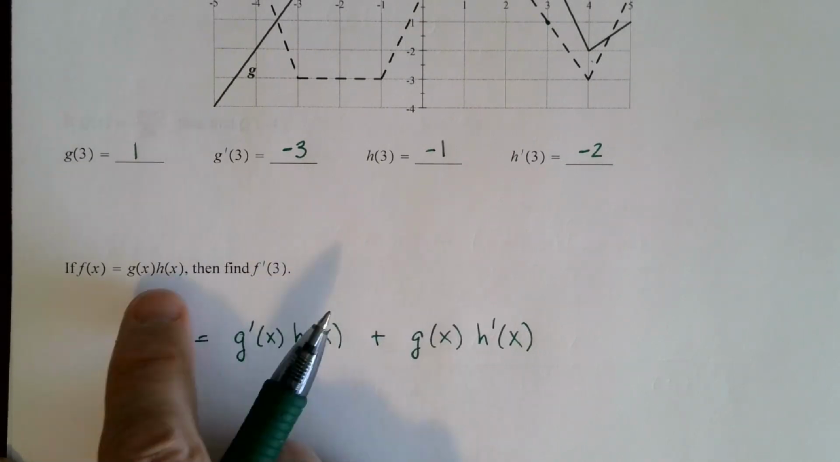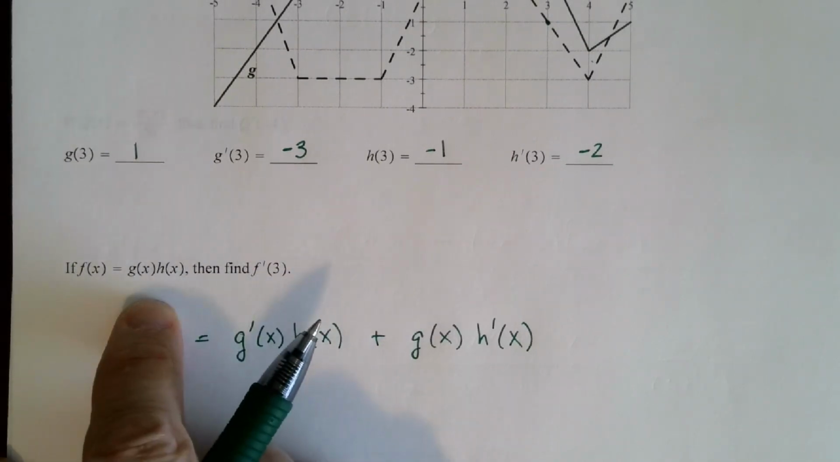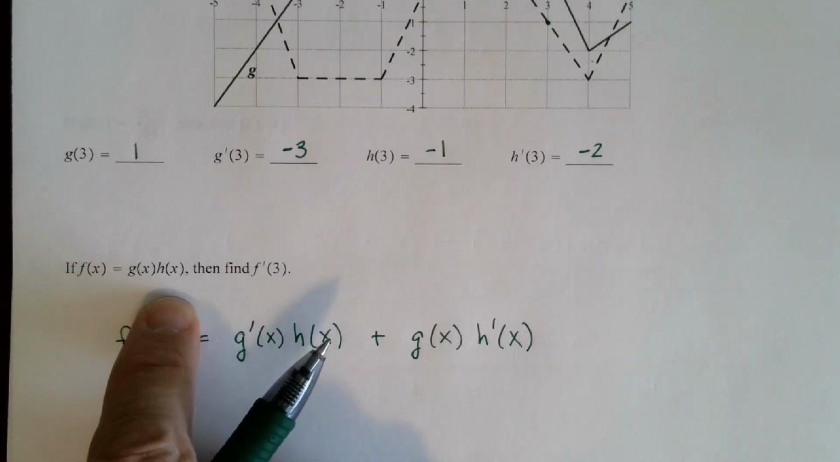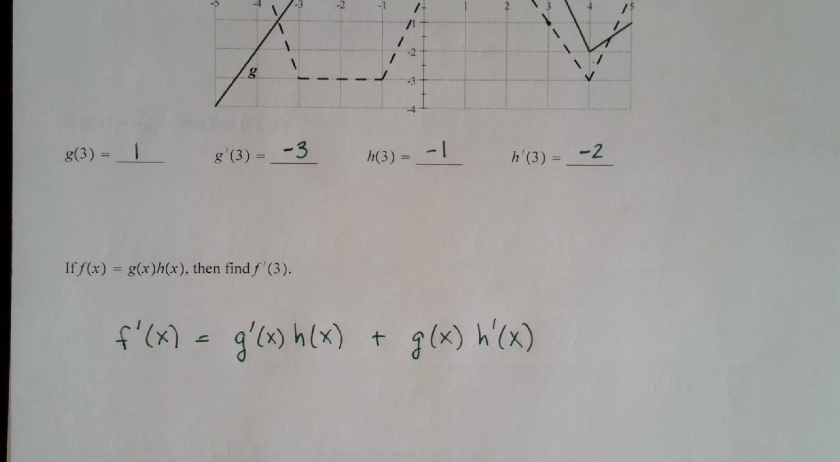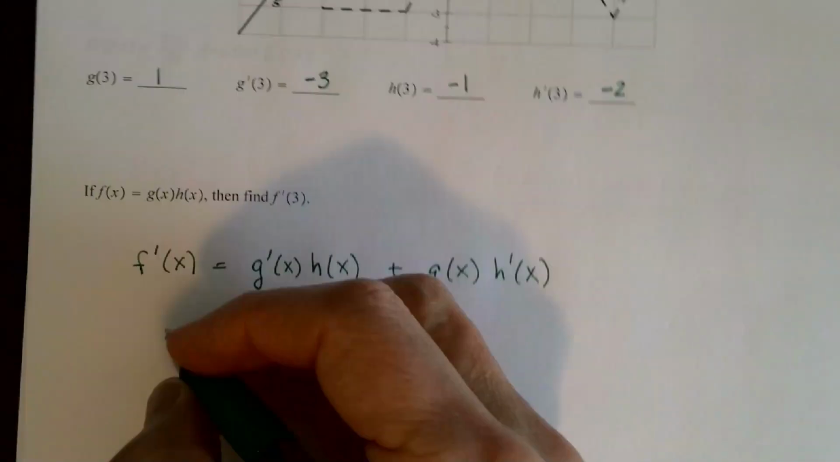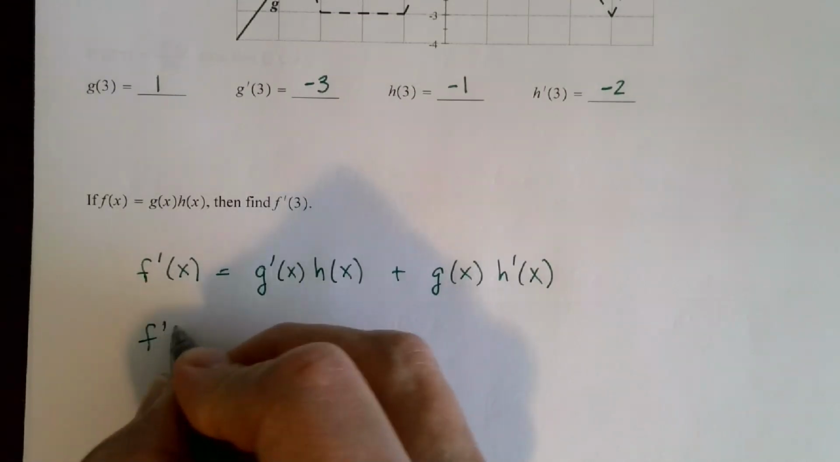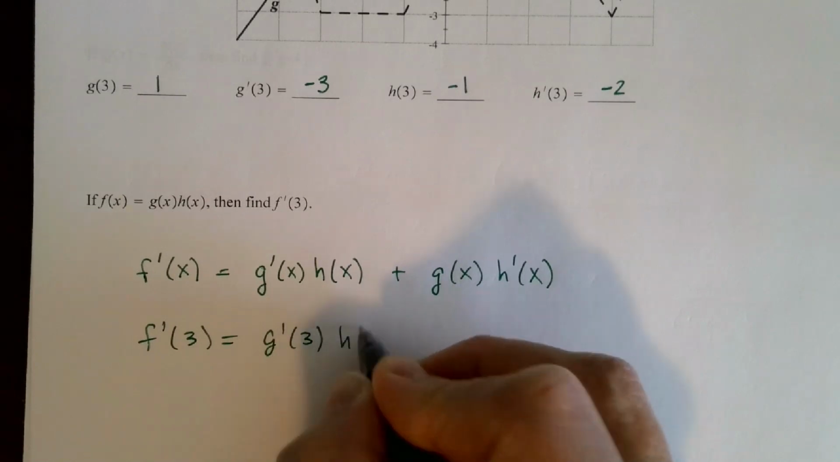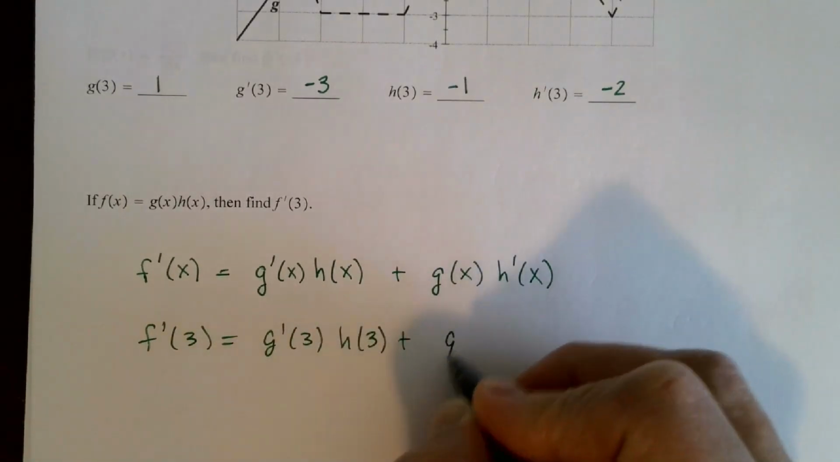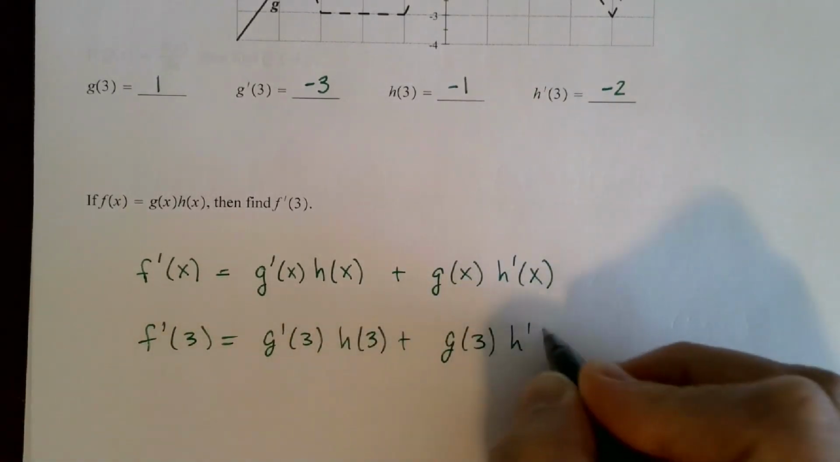You don't want to plug 3 in first and then take the derivative. If you plug in 3, you're going to get constants, and the derivative of any constant is 0. That's not the way we find the value of a derivative at a point. We don't plug in and then differentiate. We differentiate and then we plug in. So I found the derivative. Now I can plug in. What's f prime of 3? It's g prime of 3 times h of 3 plus g of 3 times h prime of 3.